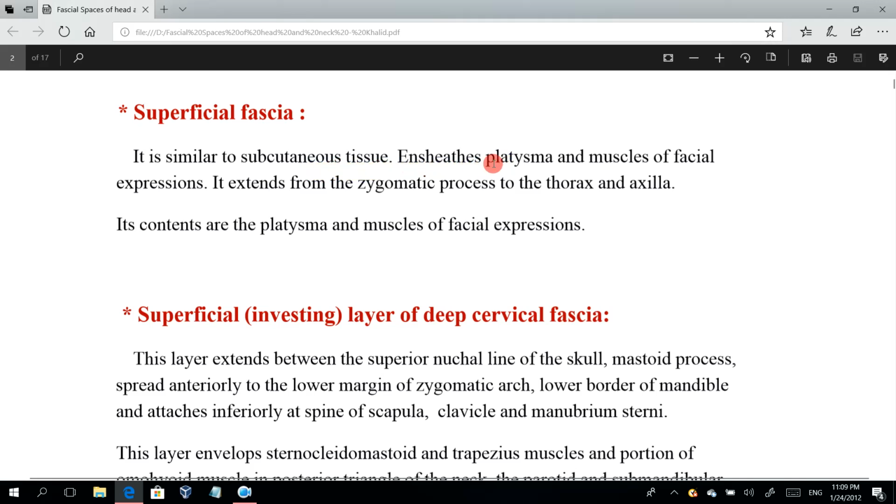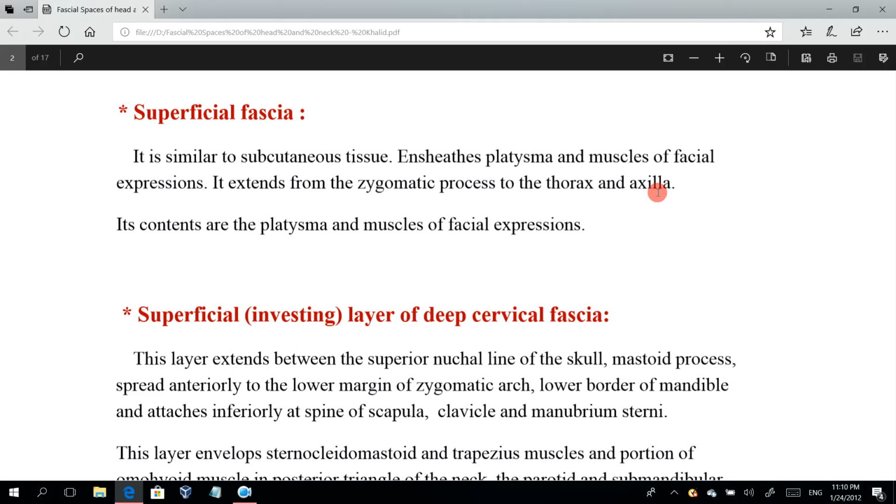It ensheaths the platysma and muscles of facial expressions. So the platysma and muscles of facial expressions are enveloped by the superficial fascia. This superficial fascia extends from between which part and other parts. It extends from the zygomatic process to the thorax and axilla. So from the zygomatic process, it descends downwards to the thorax and axilla.